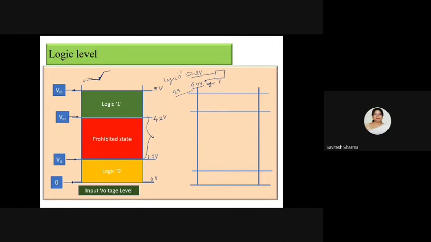That means if my signal is transiting from logic 0 to logic 1, your signal is changing from 1.5 volt to 4.2 volt, and in this state your circuit will be unstable. It is a very important point. The circuit will be unstable, or it is in a transition state. Transition state means you are transiting from logic 0 to logic 1. So for the analysis, you will always avoid this range.